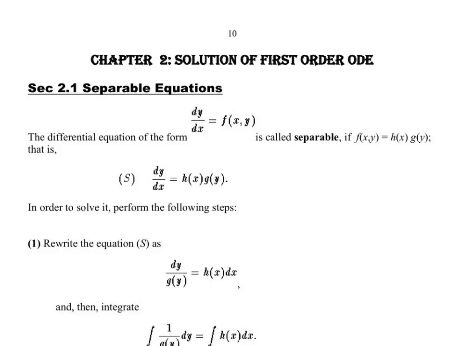Now this is section 2.1, which is the first method in solving first order differential equations. Before I start section 2.1, I will give you an overall idea of the chapter. This chapter is about solutions of first order differential equations. We'll be doing 5 methods to solve the first order ordinary differential equation. The first method is the separable differential equation.